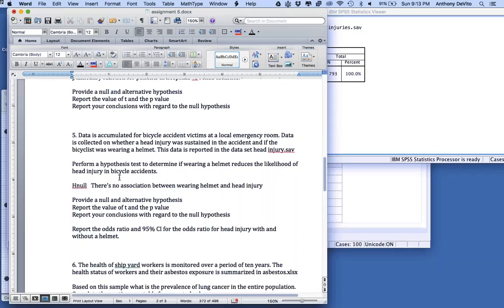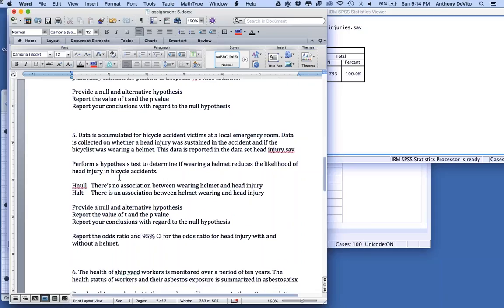My alternative hypothesis, H alternative, might be there is an association between helmet wearing and head injury. Notice I didn't propose whether or not it increases the rate of accident, makes it more likely. No association, right? There is an association. There's no association. Great, thanks, Marnie and Susan.